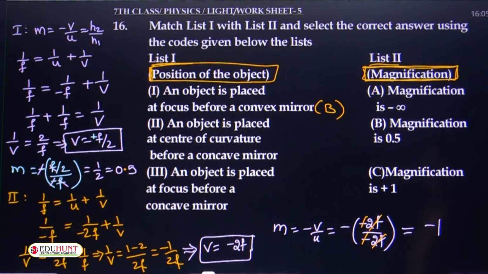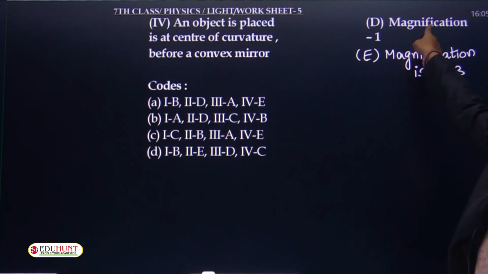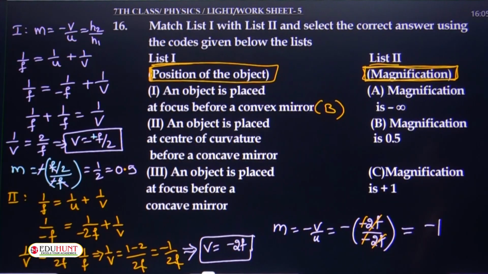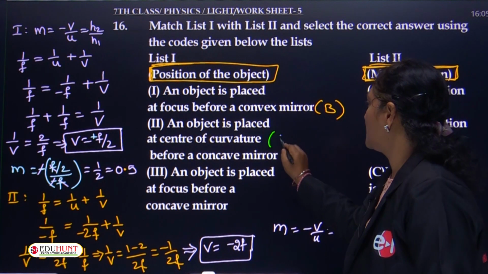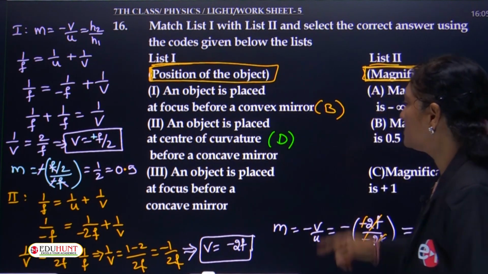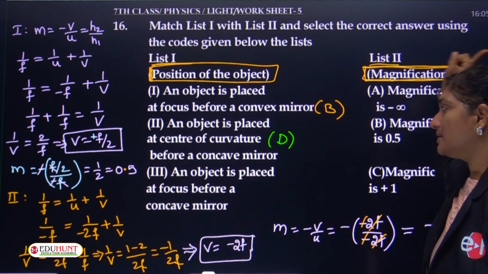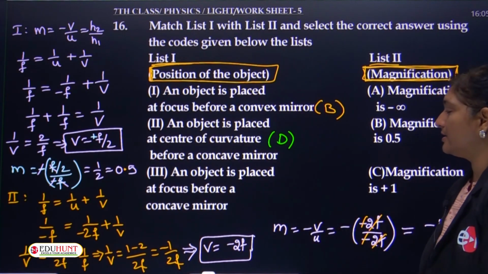So which one is the correct one? Where is minus 1? Minus 1 is somewhere here. So for the second option, option D must be true, that is, magnification is minus 1. So let me write it here. The second option is D. So the first option is B, 0.5, and the second option is D, minus 1. Got it? So let us try to solve the next one, that is the third question.